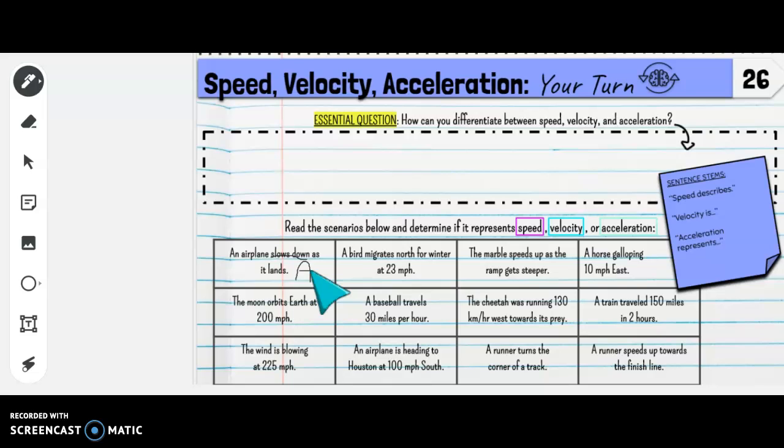The next one, a bird migrates north for winter at 23 miles per hour. So again, we have direction, which is north, with speed, 23 miles per hour. So we know speed and direction is velocity. The marble speeds up as the ramp gets steeper. Okay, if we're speeding up, we know we are accelerating.